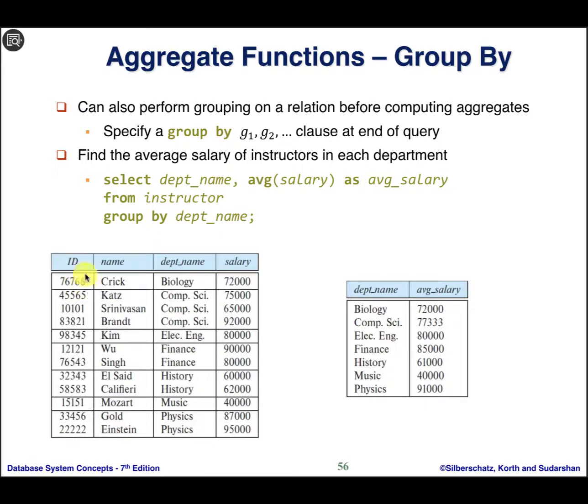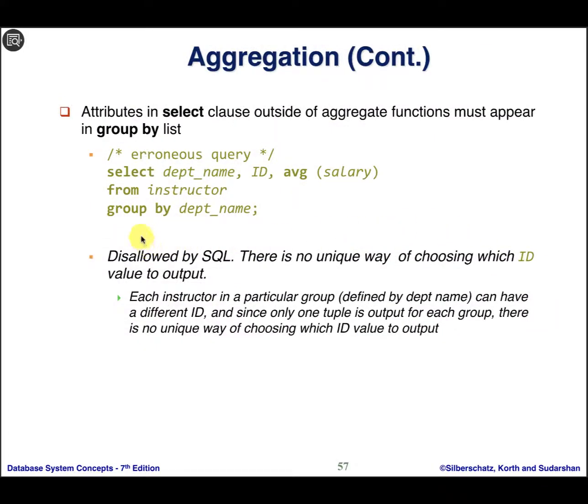You see that for every single instructor, which ID do we need to include here? If I include the ID here, which one do I need to compute with the biology? Which ID are you going to use with the computer science? We have three. Which one? There is no unique value. So in this case, it's not going to work, unless you put the ID in the group by as a part of the result. Then the system is going to repeat the value of ID for every single one here. So if you try to do something like this, it is not allowed by SQL, because there is no unique way of choosing which ID value is going to be output here.